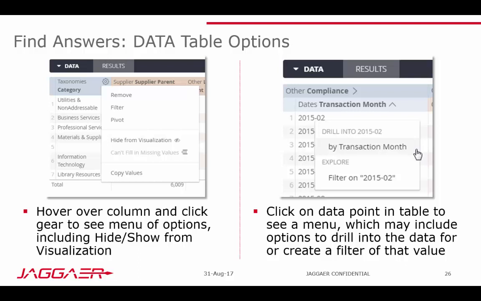You can click on any data point in the data table to see a menu of options, which can include options to drill into the data further or create a filter of that value. So if you've already pulled something in, you can easily create a filter there.